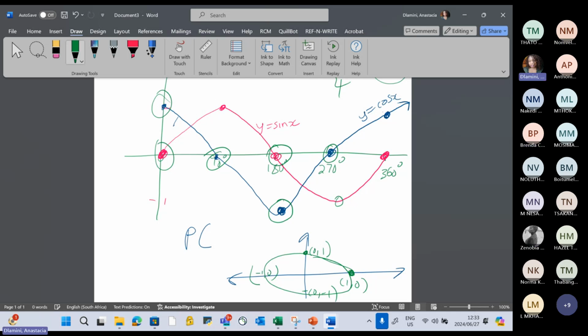Okay. What is cos of 2 pi? It's 1. Remember, 90 is pi over 2. This is pi. This is 3 pi over 2. And this is 2 pi.